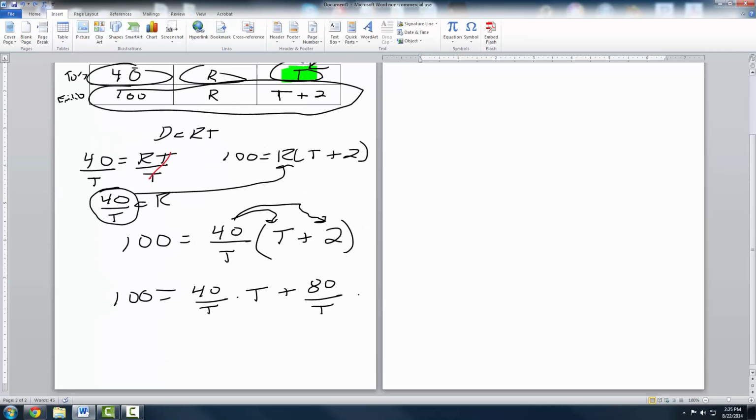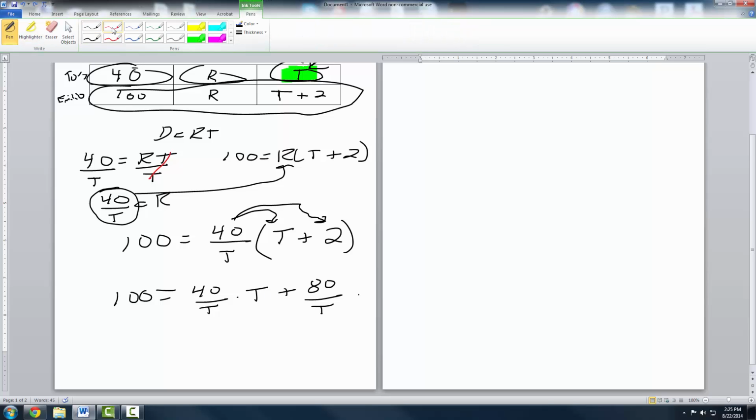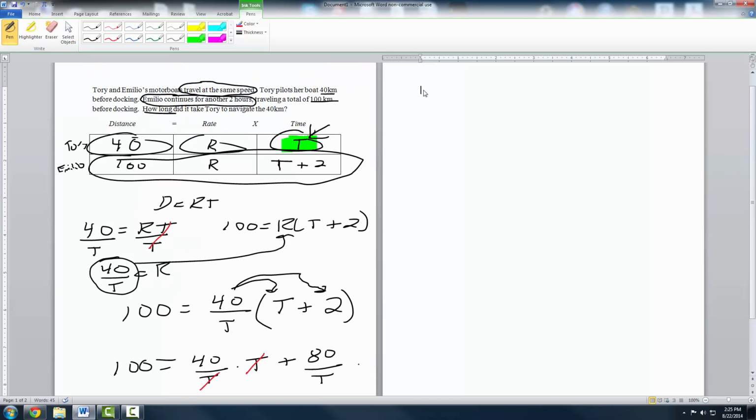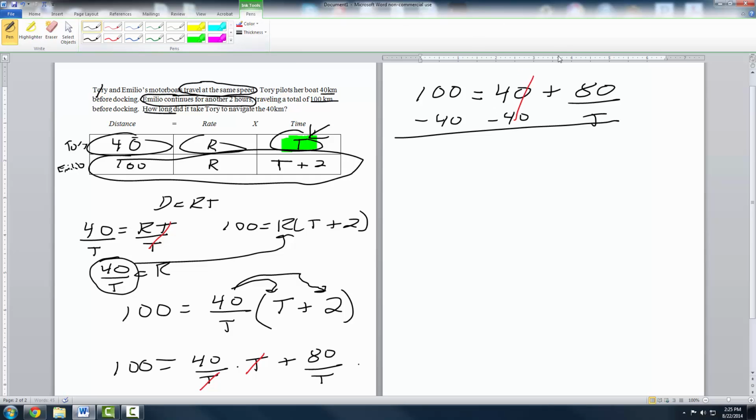Okay, so now we have 100 equals 40 times t over t plus 80 over t. Now notice here that this t and this t will cancel. So what this gives us is 100 is equal to 40 plus 80 over t. And now we have to solve for t. Let's subtract 40 from both sides. Of course, these will cancel, and you're left with 60 equals 80 over t.